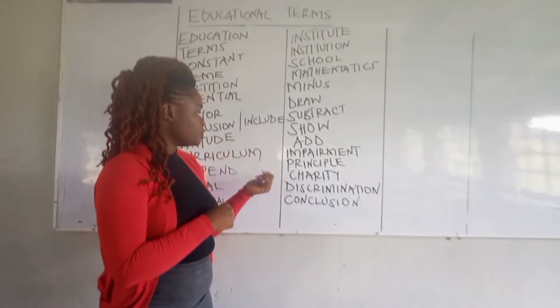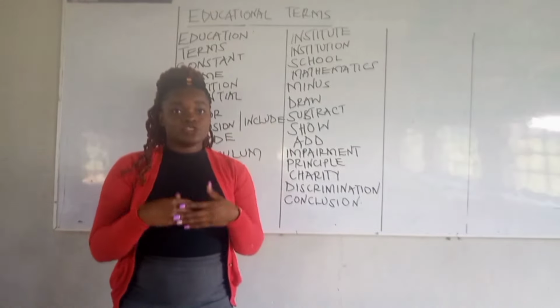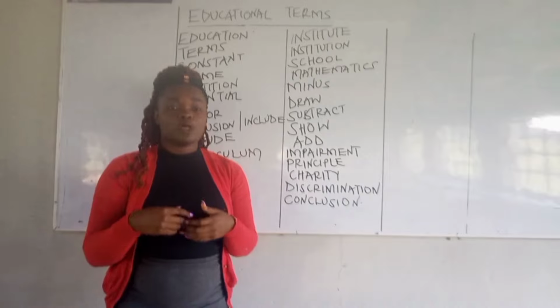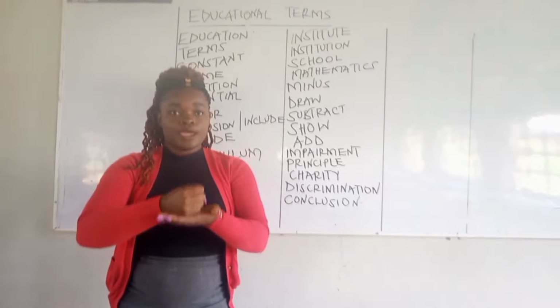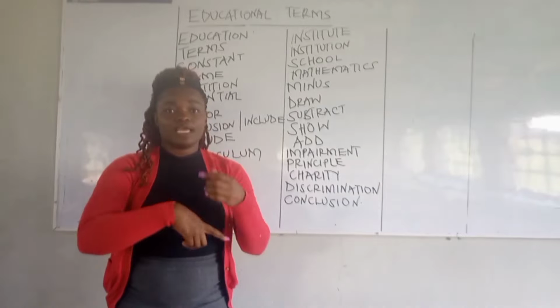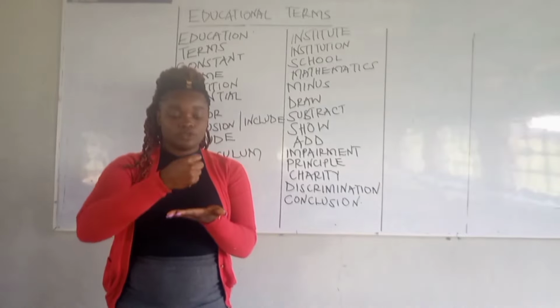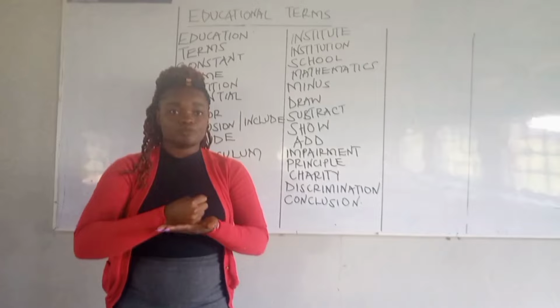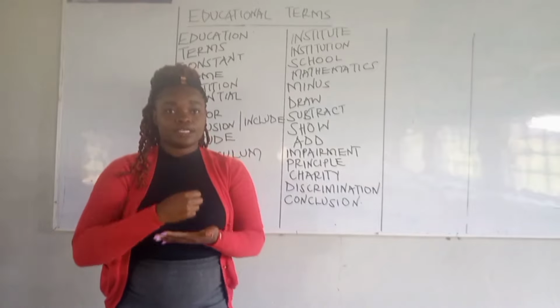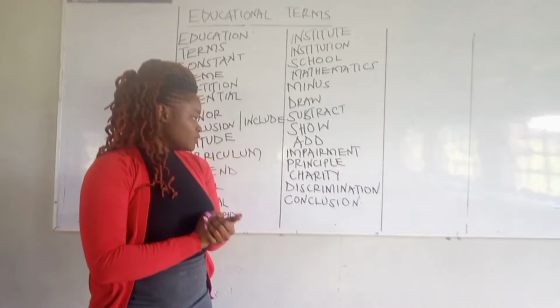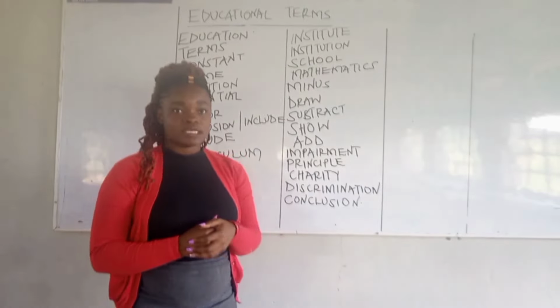Next we have charity. Charity is helping people. So the sign for help is help, but charity will help other people. So we shall use the same hand shape to sign charity. Then next we have discriminate.